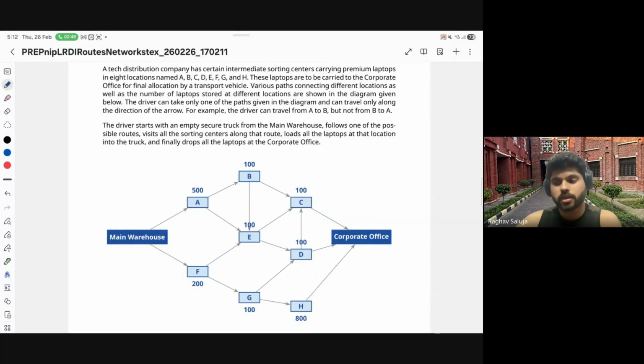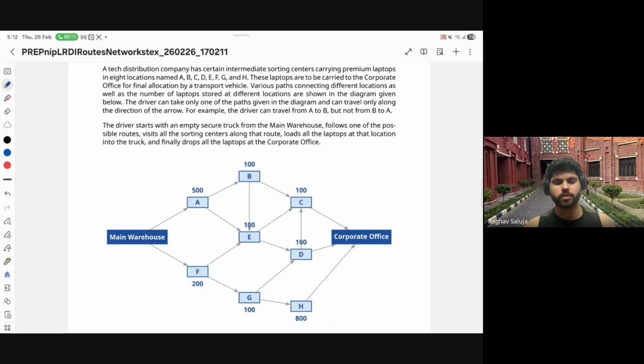Welcome everyone to our second session of Routes and Networks for LRDI CAT 2026. In this, we are going to solve another very good Routes and Networks set. And in this, we're going to cover a very important fundamental, which is how to trace paths without missing any.